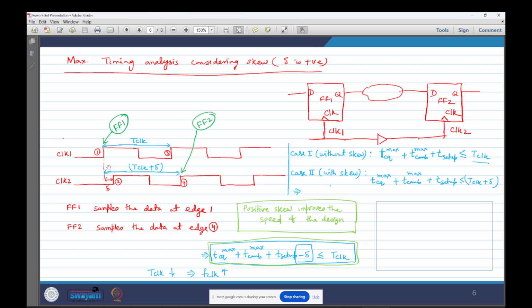The main point to remember is that for setup time or max timing analysis, you have to consider two clock edges, and for hold time or minimum timing analysis, you have to consider the same clock edge. So in this case, 1 and 2 for hold violation or minimum timing analysis.